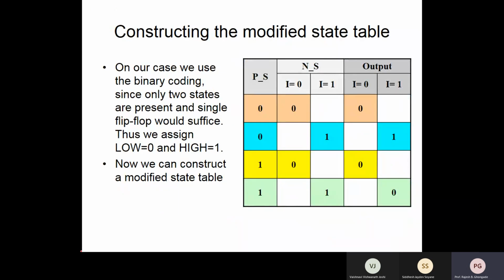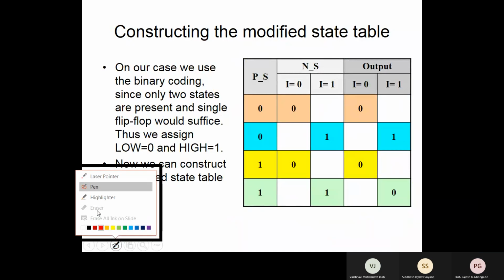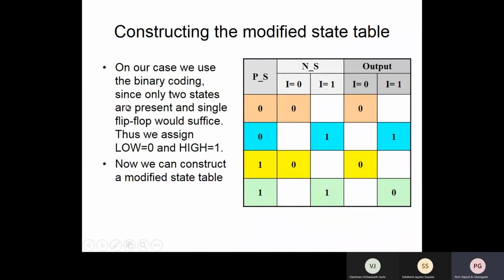So in our case, we will use the binary encoding. Obviously, there is no point in going for 1 hot and all that because it is a very simple state machine. So only one flip-flop will be necessary. Okay. So we assign low as 0, high as 1. Quite logical here. So I'm simply replacing over here as 0, 0, 1, 1.